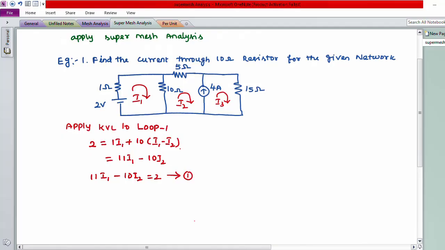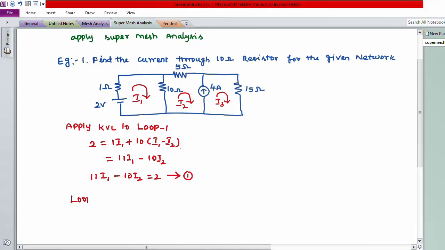Similarly, for loop 2 and loop 3, we have to apply the KVL. Before applying the KVL, you have to check the conditions. Here, the 4 amp current source is present in common between loop 2 and loop 3. So here we have to apply the super mesh analysis instead of normal mesh analysis. By writing the equation for the super mesh for loop 2 and loop 3, you have to remove the 4 amps current source.